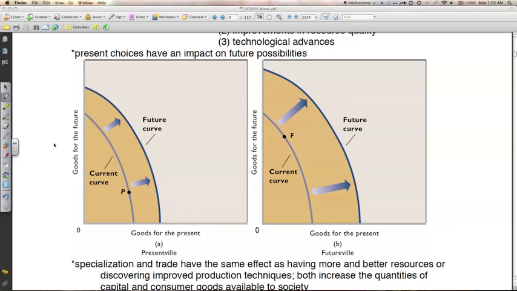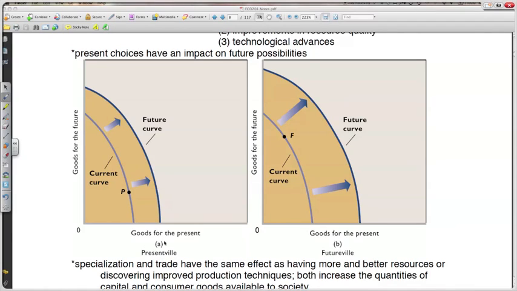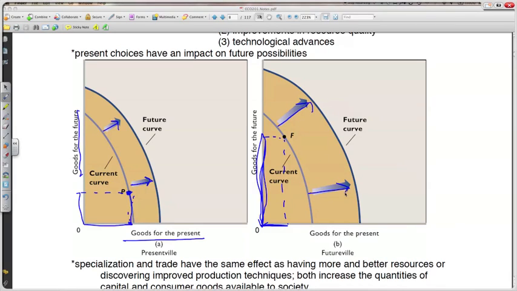Your present choices do have an impact on future possibilities. In these graphs here, we have goods for the present on the horizontal axis, and goods for the future on the vertical axis. Here, we show that in the current curve, we produce more current goods than goods for the future. Because of that, the jump in our future curve is rather small. Whereas if we choose to produce a majority of future goods in the present in our current curve, and a small amount of goods for the present, our growth is going to be much larger. Notice how this growth is much larger than the growth when a society focuses mainly on goods for the present.